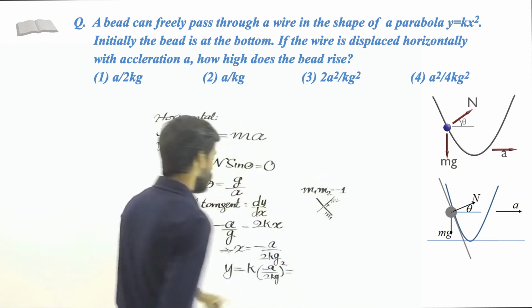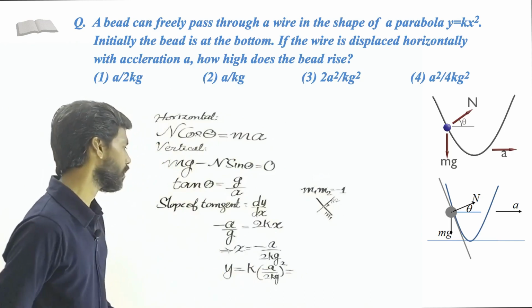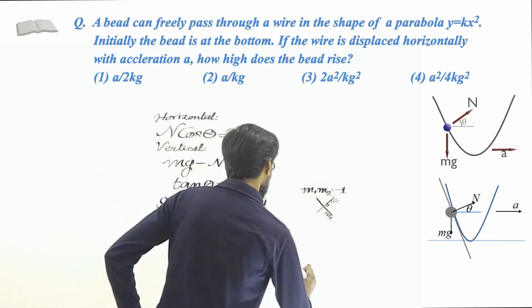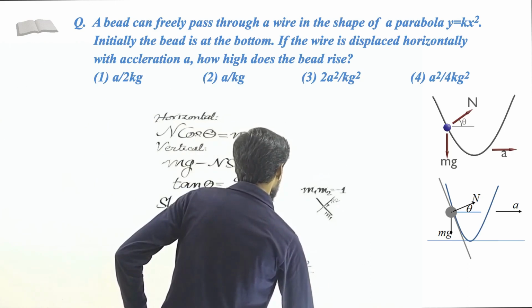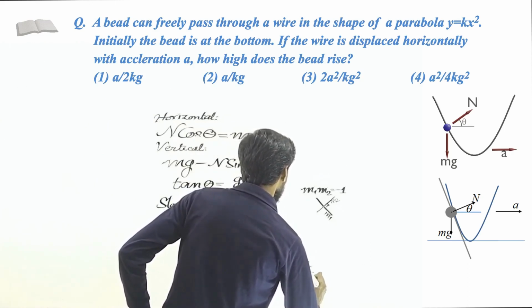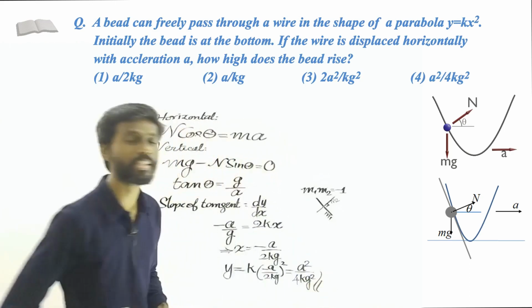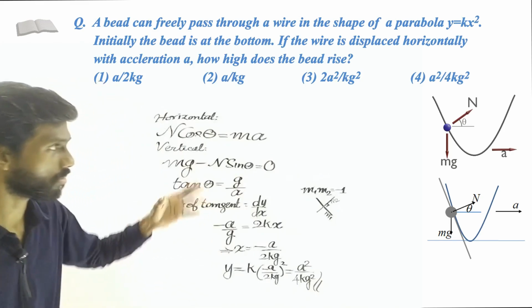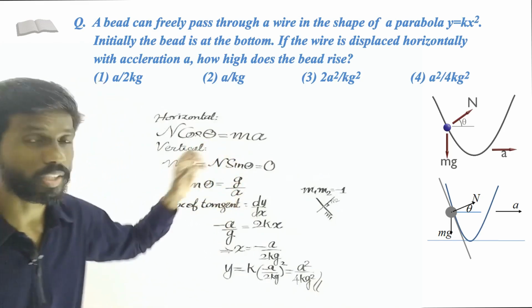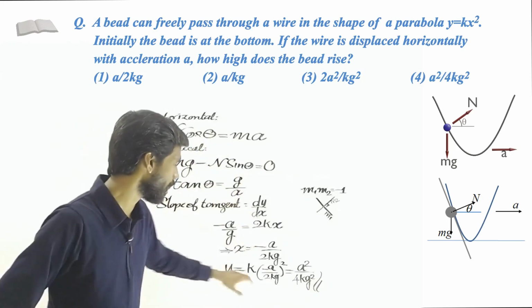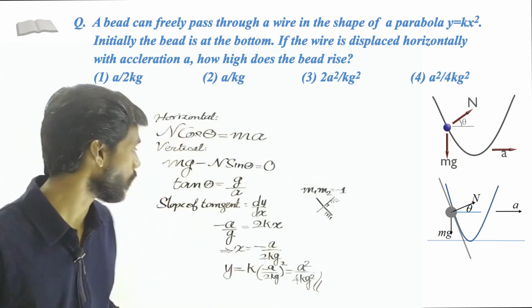Simplify this and you will get our required answer. So one k gets cancelled, and this is a square divided by 4kg square. So this is the y value, that means the height to which the bead rises. So that is our required answer, a square divided by 4kg square.